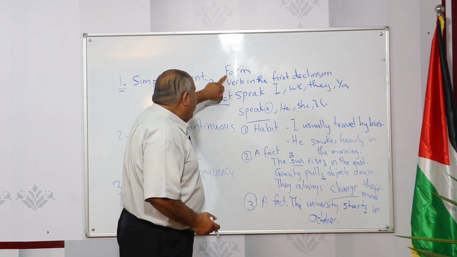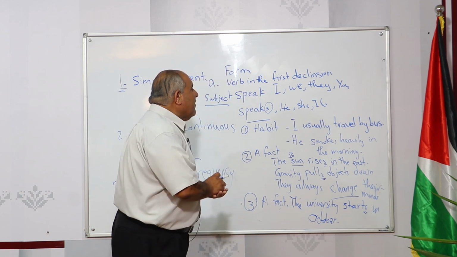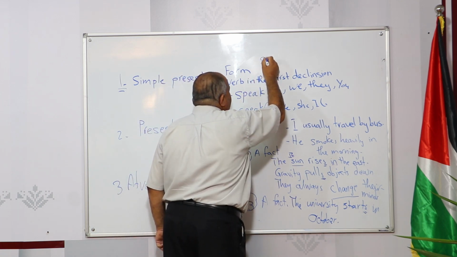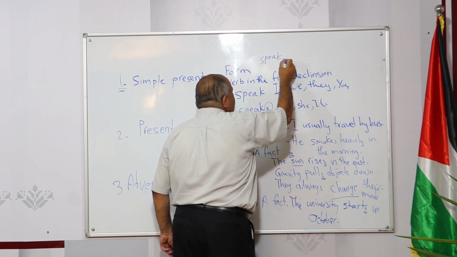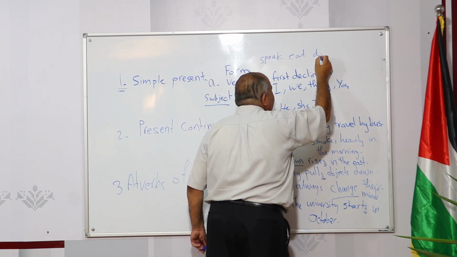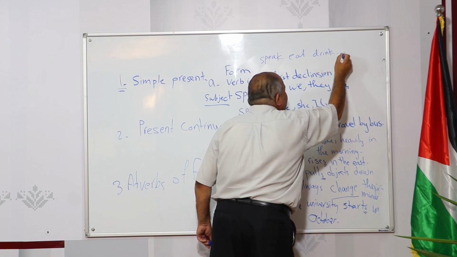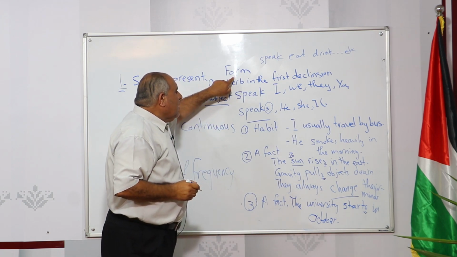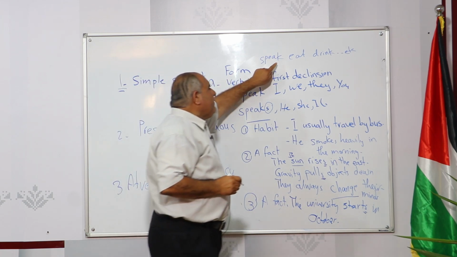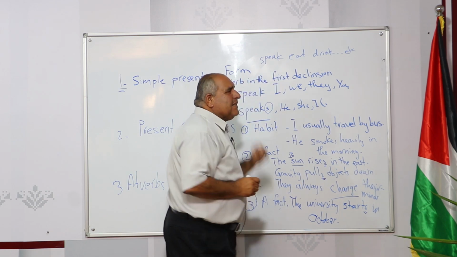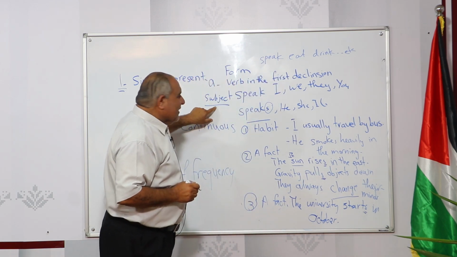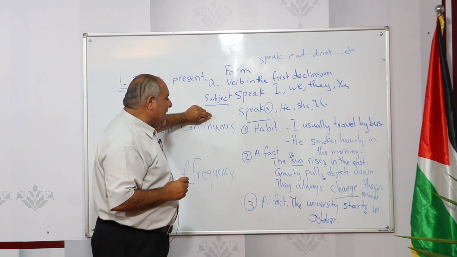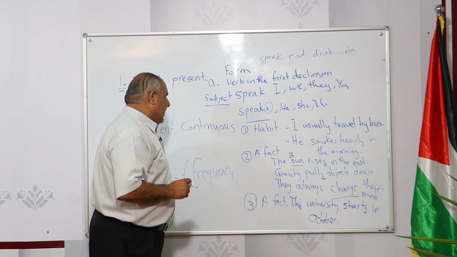Again, the form of the simple present is the verb in the first declension. We say play, speak, eat, drink, swim, and so on. Number 1. In the simple present, the main verb either takes an s or doesn't take an s, depending on the subject. If the subject is in the third person singular, he, she, it, the verb takes an s at the end. If it is not, it doesn't take an s.